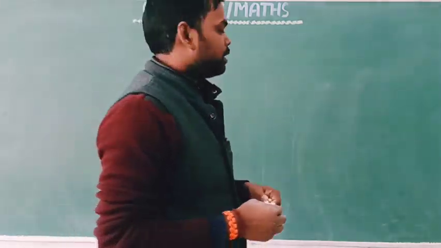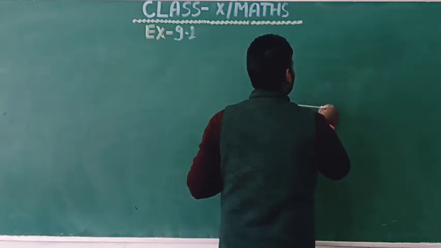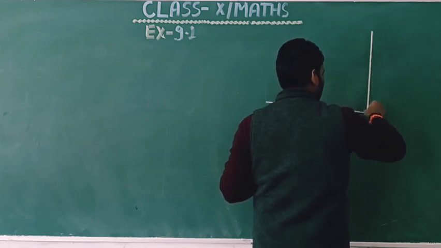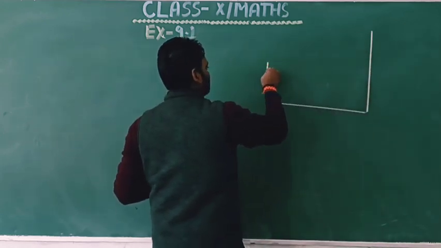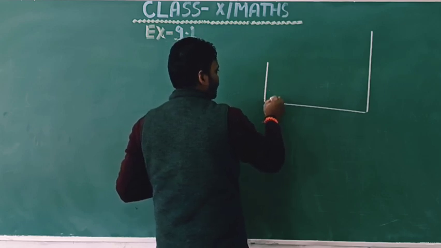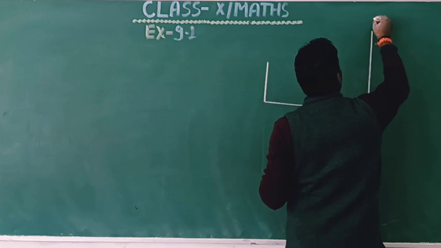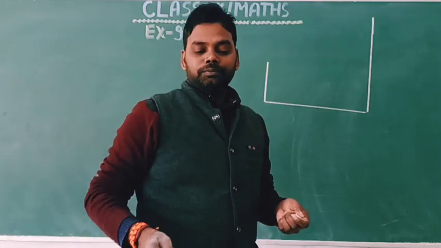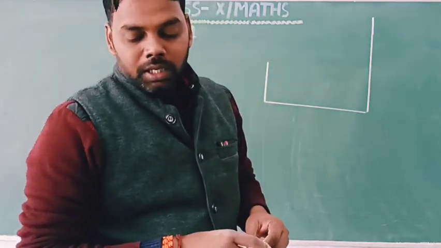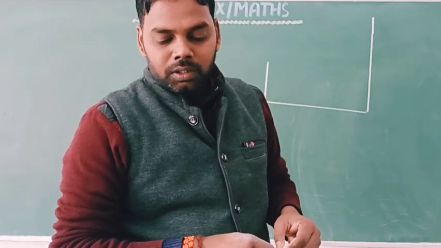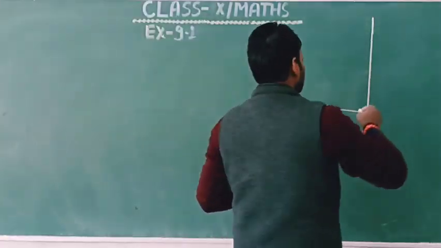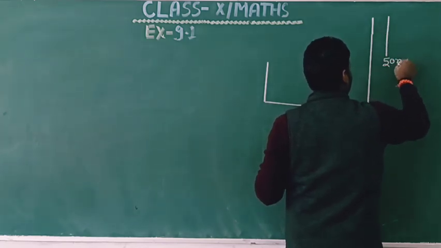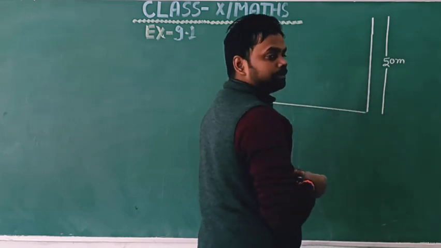So it is given there is a tower and a building. Suppose this is a tower and this is a building, and the height of the tower is given, which is 50 meter above the ground.